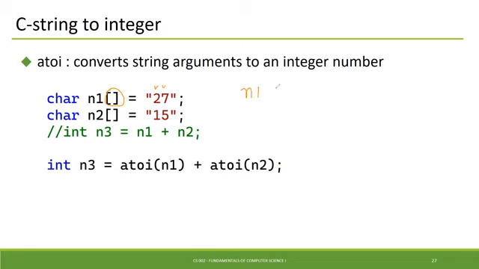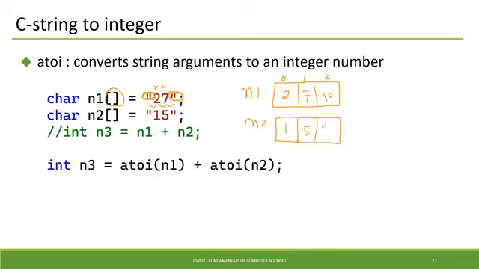N1 is created like this, a size 3 array. So the number is a letter in this case. Because of the double quotes, the computer will think this is a letter. So 0, 1, 2, because we need the null character, right? And N2 is 1, 5, and null.